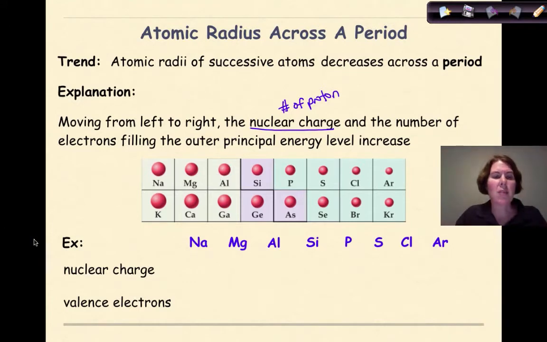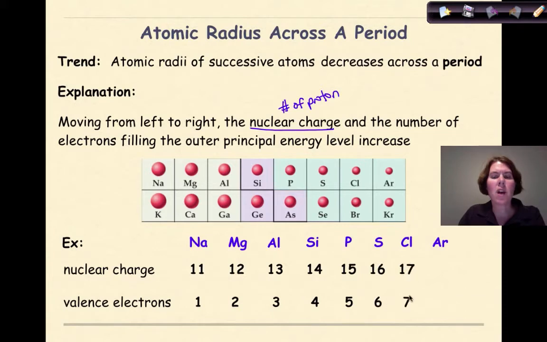So if we look at our example down here, here's nuclear charge and here's valence electrons. Sodium has a nuclear charge of 11 and 1 valence electron. Magnesium is 12 and has 2 valence electrons. Aluminum is 13 with 3 valence electrons, and so on and so forth as you go across the period. The number of protons in the nucleus is increasing while the number of valence electrons in that outermost shell is increasing, and as one becomes more positive and one becomes more negative, they are going to be attracted to each other just slightly, and the atomic radius is going to decrease.